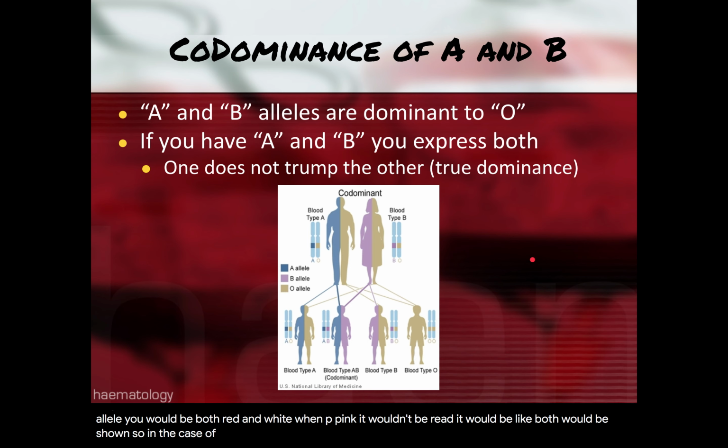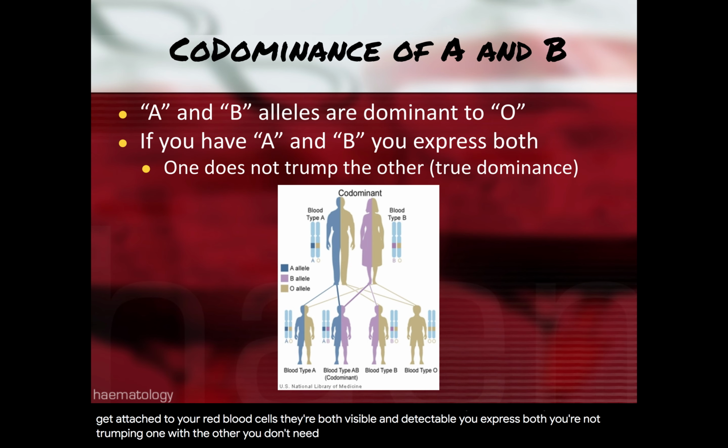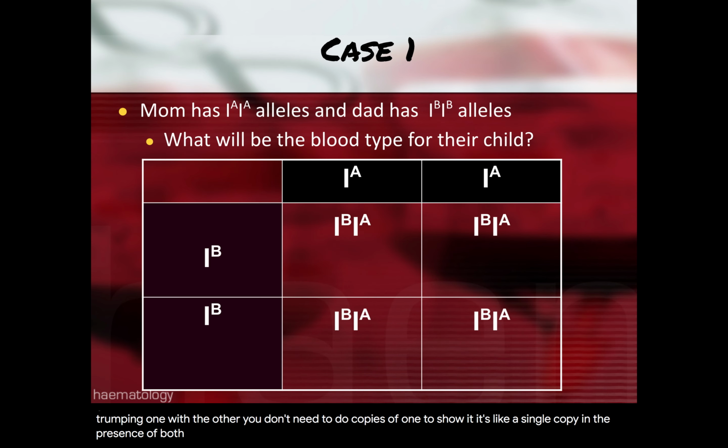So in the case of codominance with blood type, if you make A antigens and B antigens, they both get attached to your red blood cells. They're both visible and detectable. You express both. You're not trumping one with the other. You don't need two copies of one to show it. Both will be displayed with a single copy in the presence of both. Okay.